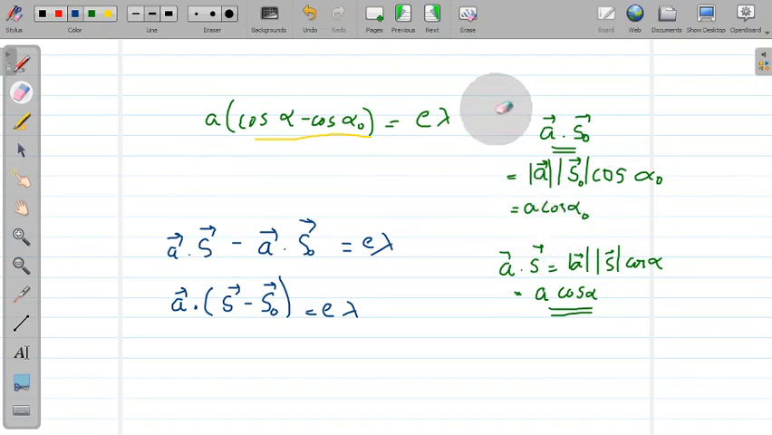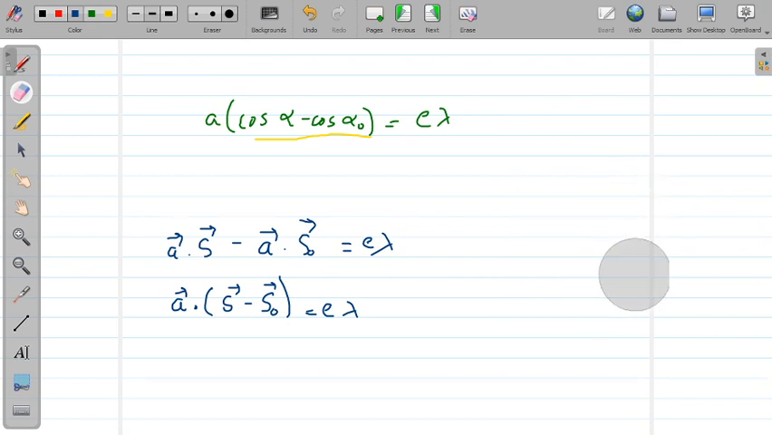What are the different terms here? A bar is the lattice vector. S bar is the unit vector along the direction of the diffracted beam. S0 bar is the unit vector along the direction of the incident beam. h is an integer, 0, 1, 2, 3, etc. Lambda is the wavelength of the incident X-ray. So this is the Laue equation in vector form.